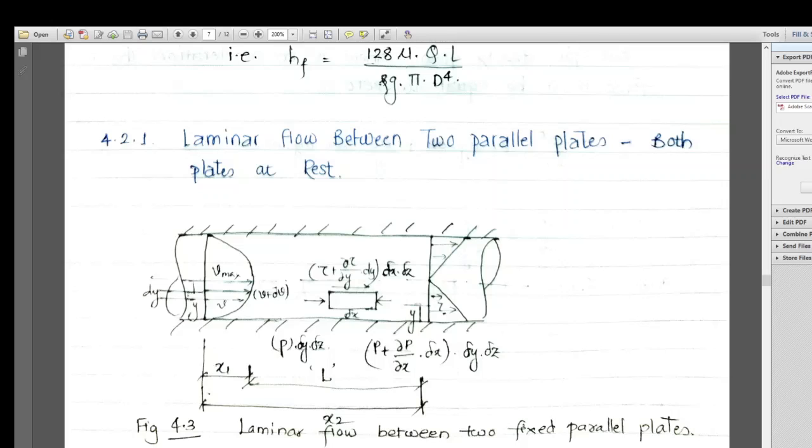Hello everyone. In today's lecture we will derive the expression for the laminar flow between two parallel plates. In this, both plates are at rest. So in this figure we can see a laminar flow between two fixed parallel plates. This is one plate and this is the other plate. These two plates are fixed.